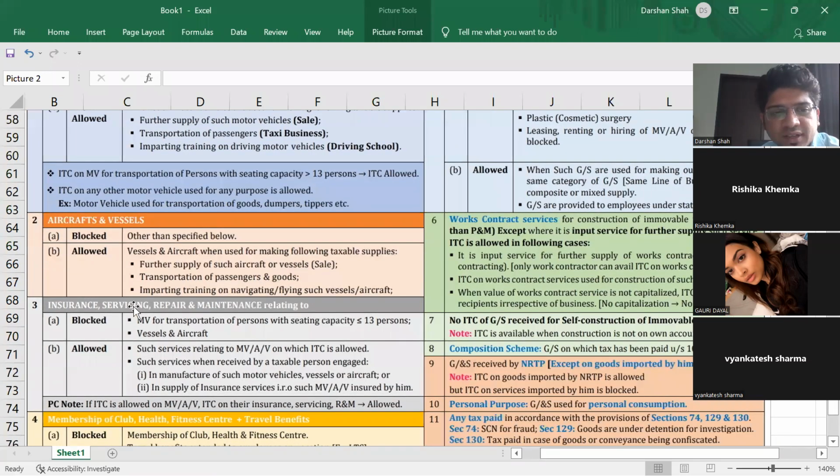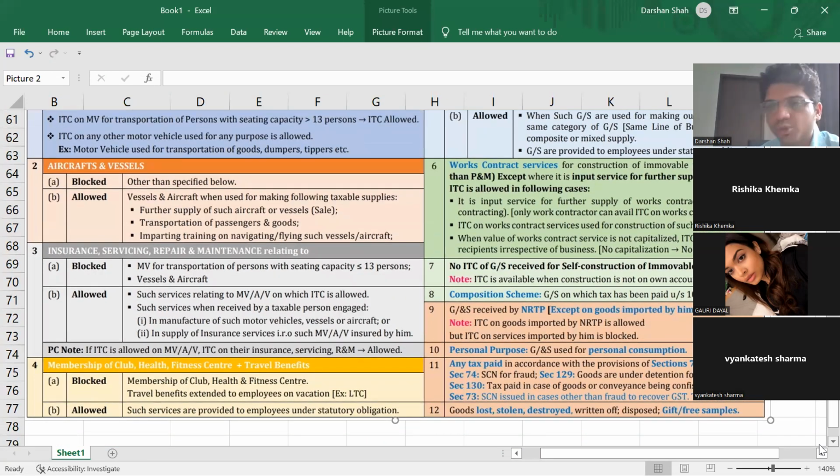Then insurance, servicing, repair and maintenance relating to the above motor vehicle. If motor vehicle is not allowed, aircraft is not allowed, insurance, servicing and repairing of such motor vehicle and aircraft is also not allowed. So you don't even need to remember the third one. First two you need to remember. The third one is simple: if the first two are not allowed, then insurance, service and repairing of the first two is also not allowed.